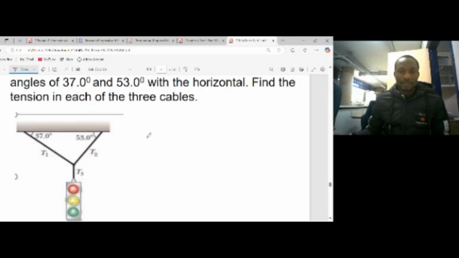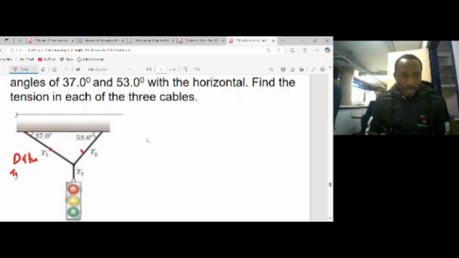If you look at this figure, we have three cables. We have T1, the tension of the first cable, and we have this cable, and this cable. Now T1, the one on the left-hand side, makes an angle of 37 degrees with this surface, and T2 makes an angle of 53 degrees. T3 is vertical, you can see. So each of these tensions has its components on the x-axis and the y-axis. So the first thing, as usual, we write our data.